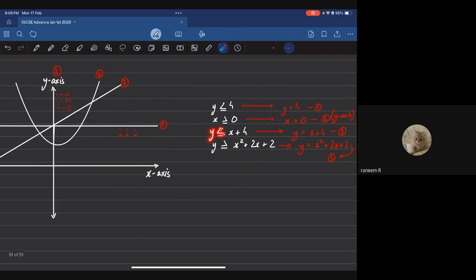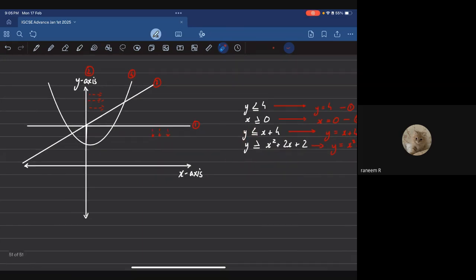Then it says y is less than x plus 4. If it says y is less than x plus 4, that means I need to shade below this line. All right, whenever it says less than, you shade below.